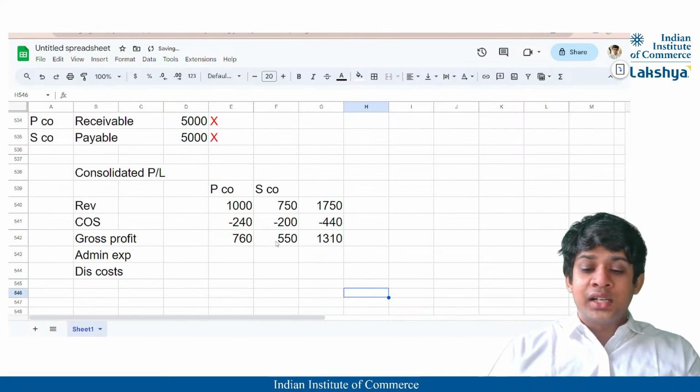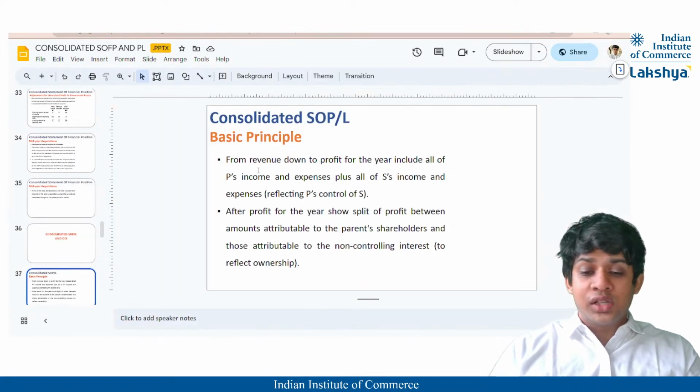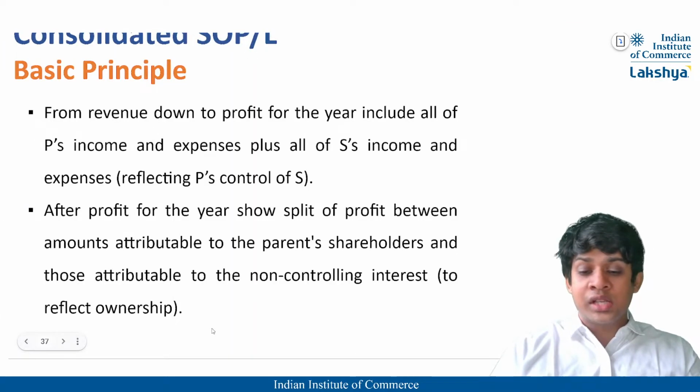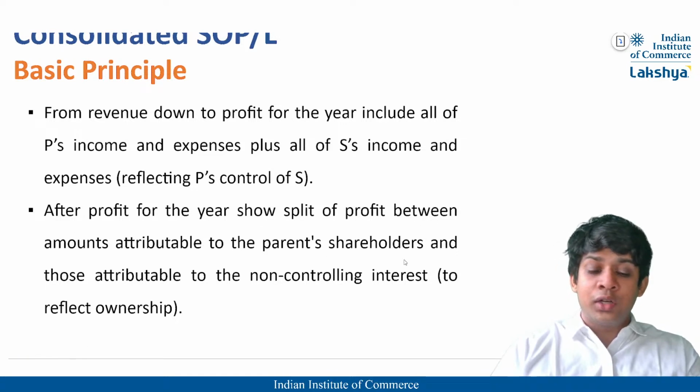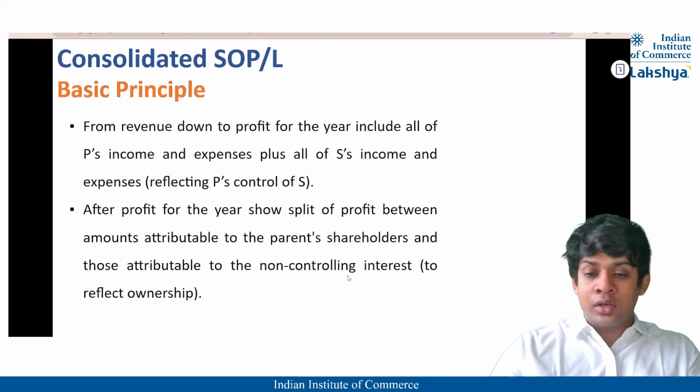Yeah, so that's it. We have understood how we are supposed to add. Now that is what simply we are supposed to do. In case of the consolidated statement of profit or loss, there are just two working notes that we are supposed to make. After profit for the year, show split of the profit between amount attributable to the parent shareholders and those attributable to the non-controlling interest.